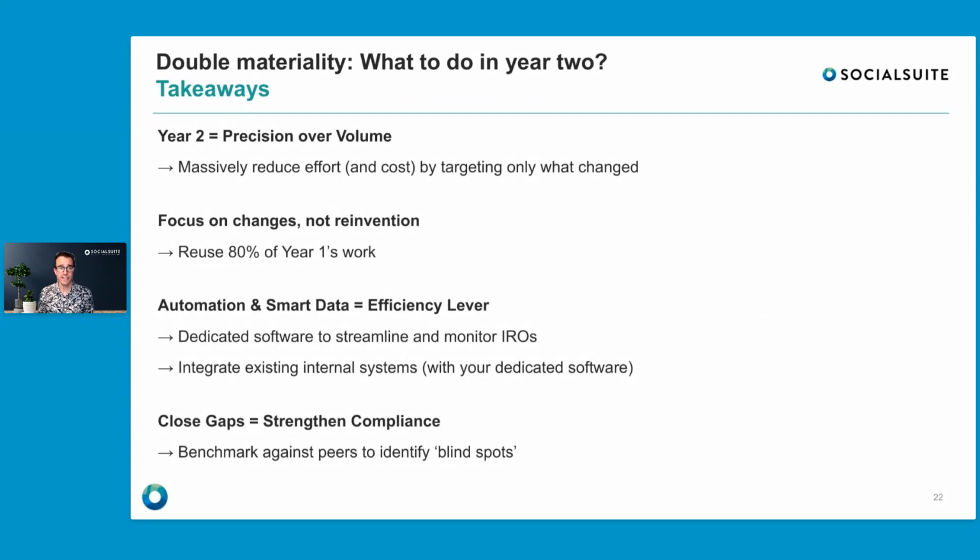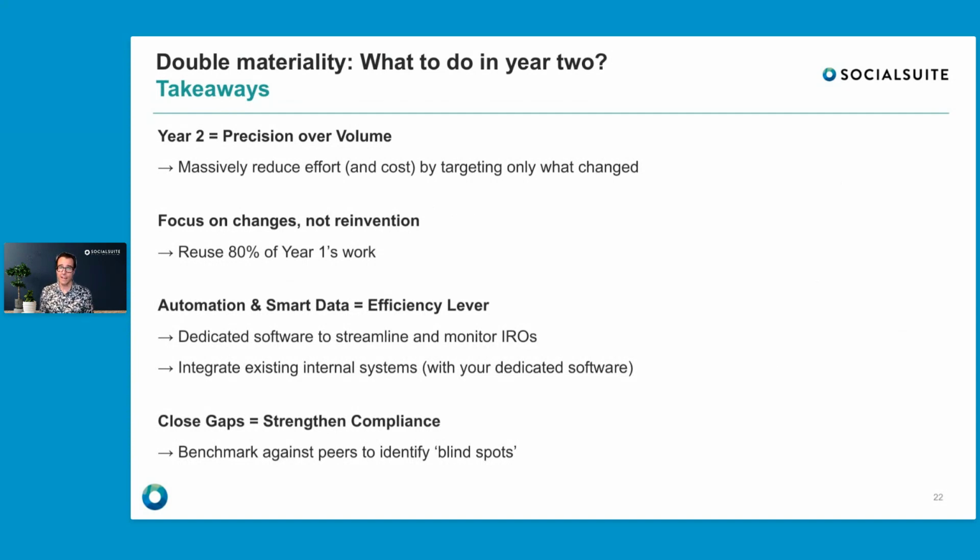So we're getting near the end now. The key takeaways then. Year two is all about precision. It's precision over volume. So it's a massively reduced effort and hopefully cost as well by targeting change. What has changed. It's not reinvention. You can probably use 80% of last year's work, but it's identifying the changes and the shifts that you really want to, that's where you want to do the updates and check.